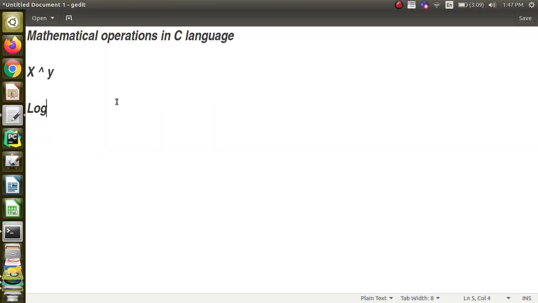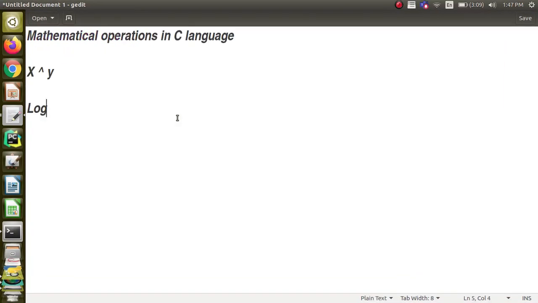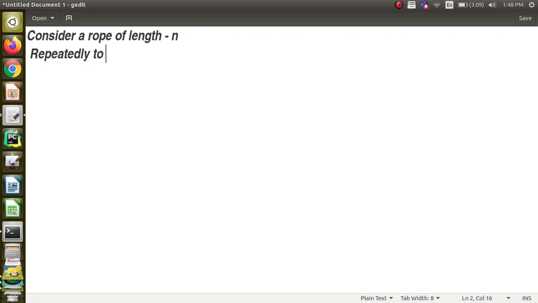Next, what we are going to see is about the log function. To understand it, I am going to give another example, that is, consider a rope. Consider a rope of length n. There is a rope of length n, and you are going to repeatedly divide one of the pieces into 2 halves. Then how many times can you cut it? So the question is, how many times can you cut it?